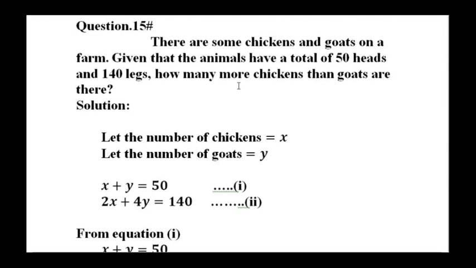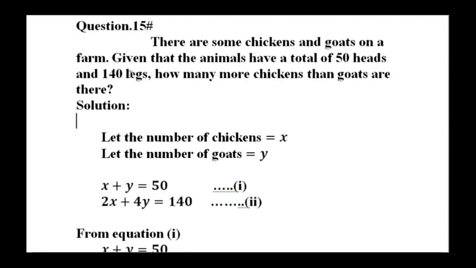Let's take the number of chickens as x and the number of goats as y. Following the statement of the question, it looks like a funny question, but let's proceed. As mentioned in the question, the animals have a total of 50 heads. So, our first equation becomes x plus y equals 50. Furthermore, the animals have a total of 140 legs.